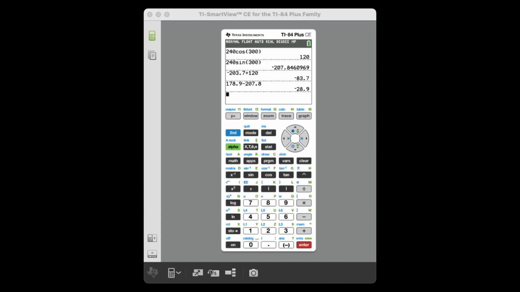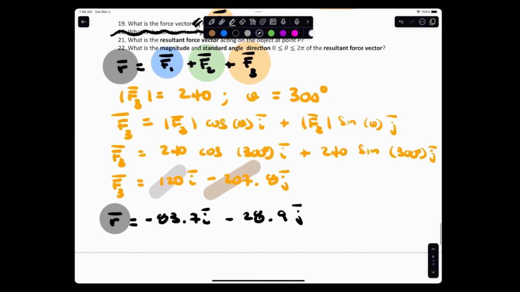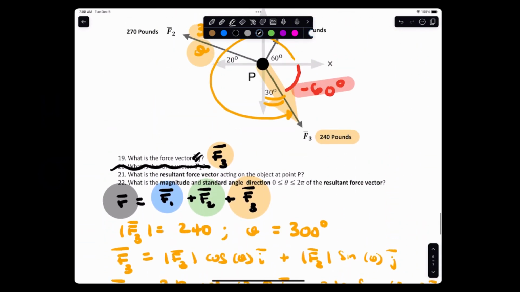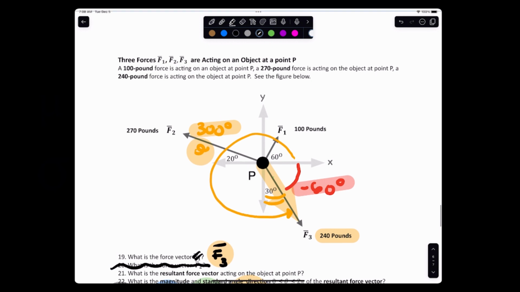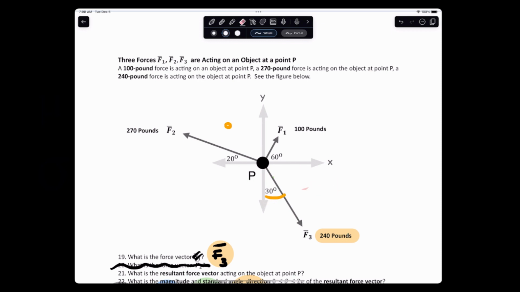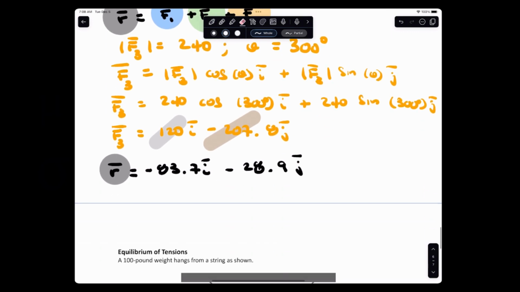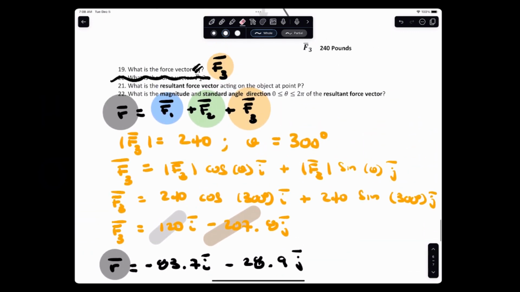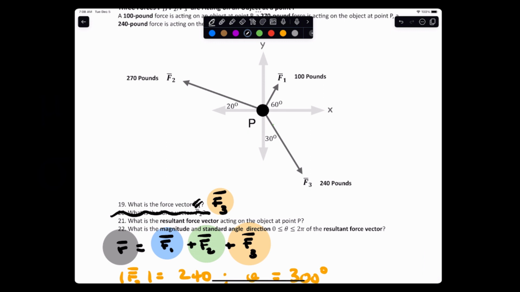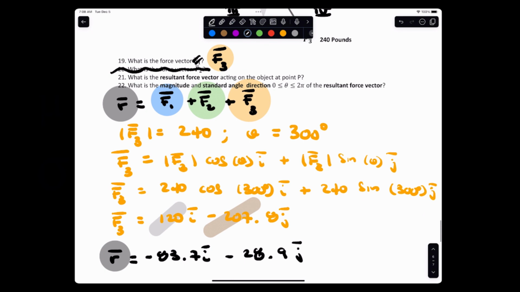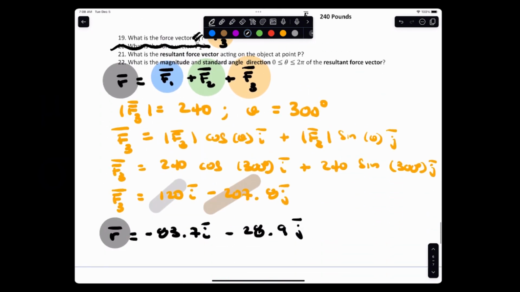So, ladies and gentlemen, if you added a third vector now, right? This example is saying let's add a third vector to the scheme here. You're going to end up with a new resultant vector. And where is that? Negative 83.7, negative 28.9. They're both negative. So this is going to be in quadrant 1. This is quadrant 1. Quadrant 2, quadrant 3, quadrant 4. If you're going to the left, negative 83, and then you're going to go down negative 28.